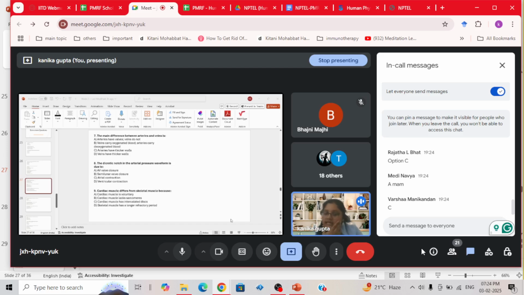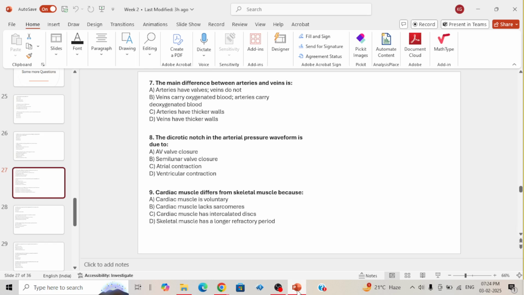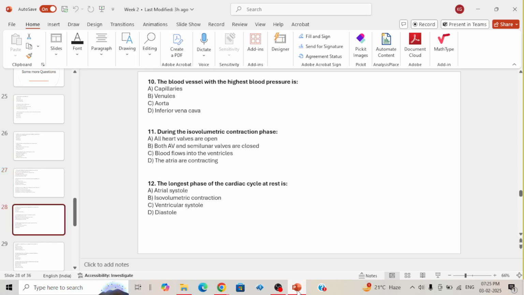Cardiac muscles have intercalated discs. And skeletal muscle has a longer refractory period. It is not possible. As I told you, skeletal muscles take milliseconds to contract. Okay. So yes. Now let's move towards the next question.